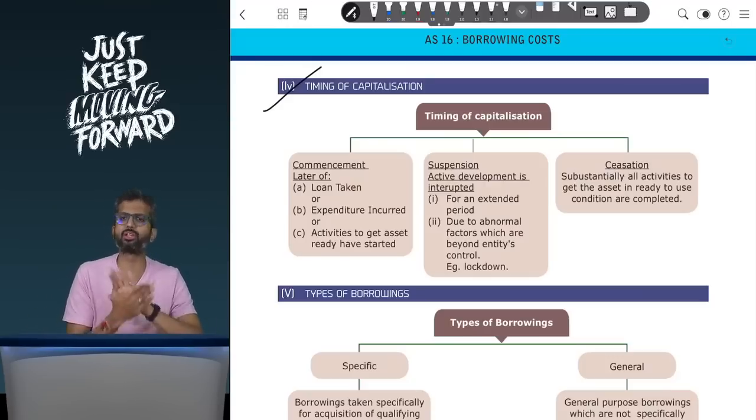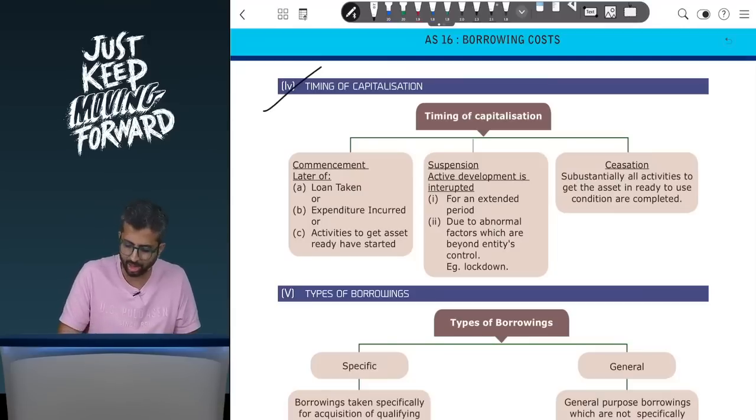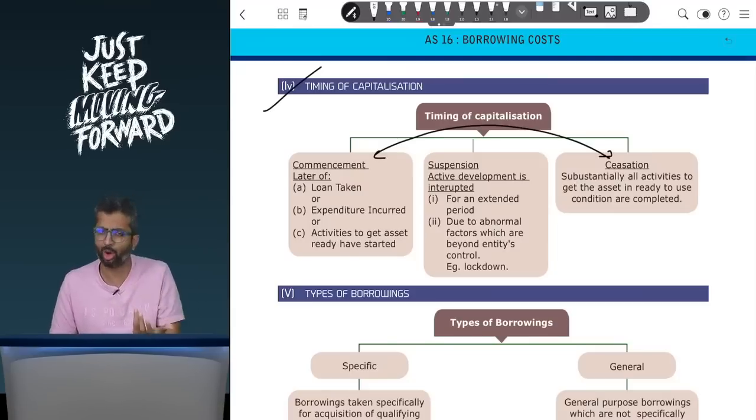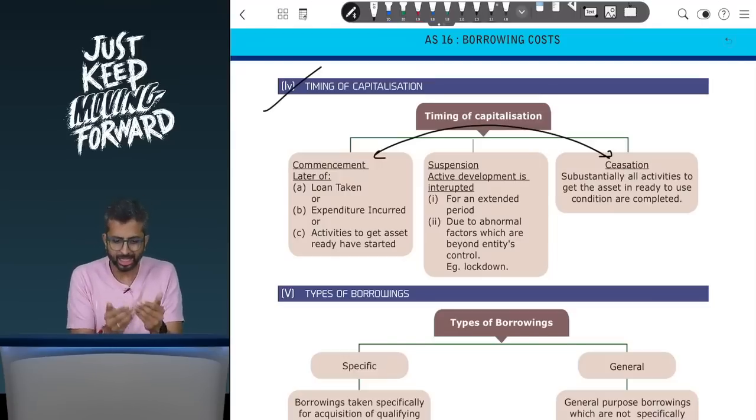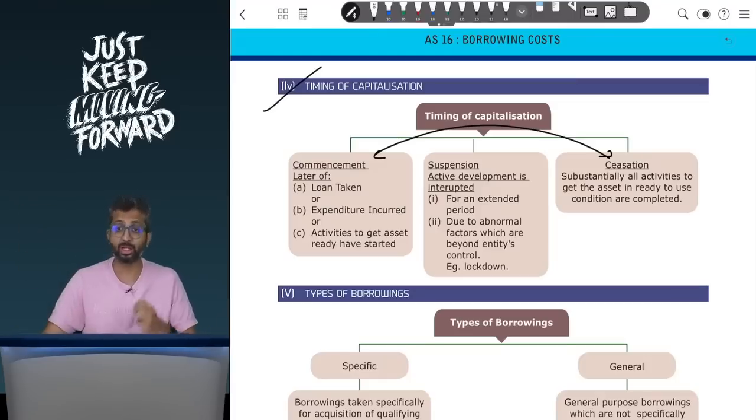So substantially all activities to get the asset in the ready to use condition are completed. So this is the period. If there's an under construction house that you have bought, then from the date of commencement of activities, you have given the down payment, loan is taken. From that date, capitalization will start and continue till the time you get possession of the house, that is, the house is ready for use.